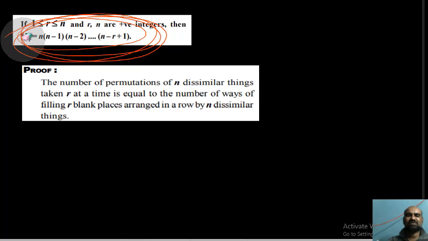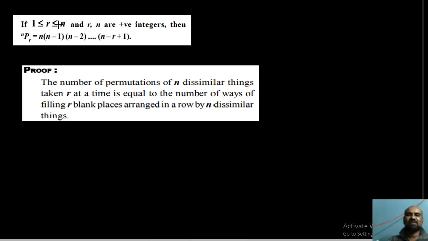Now I want to prove this NPR value. What is n? What is r? Everything is mentioned here. The number of permutations of n dissimilar things taken r at a time is equal to the number of ways of filling r blank places arranged in a row by n dissimilar things.